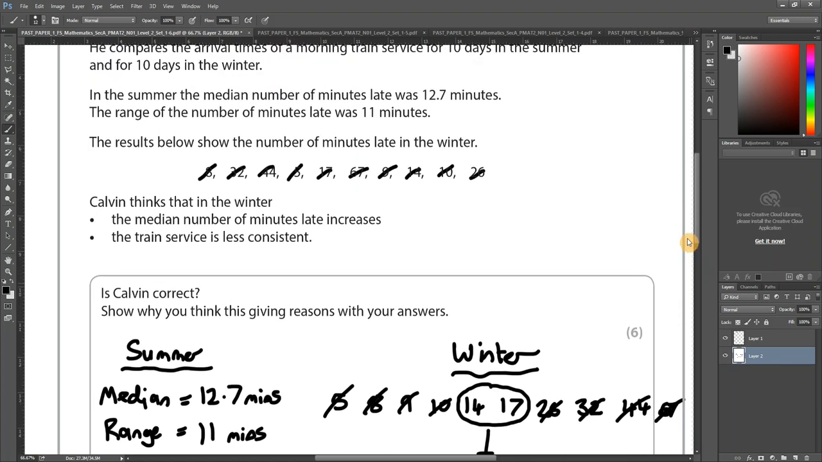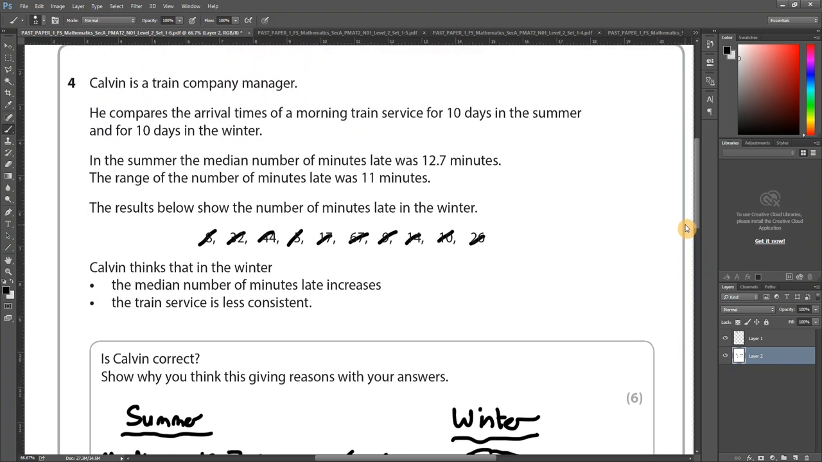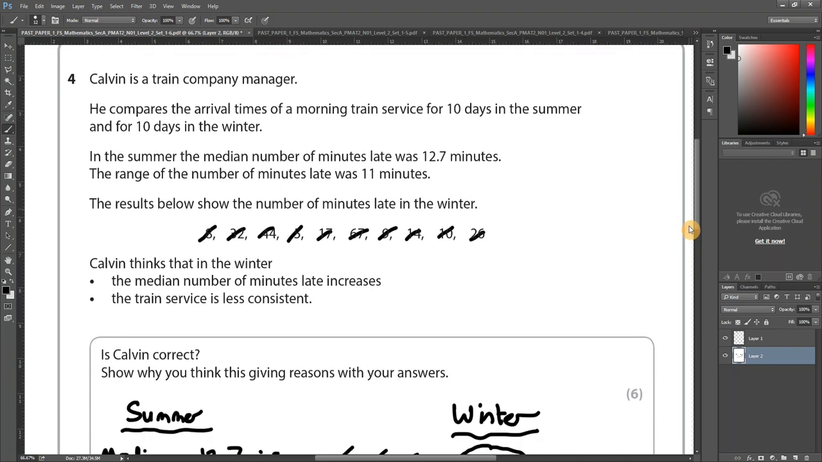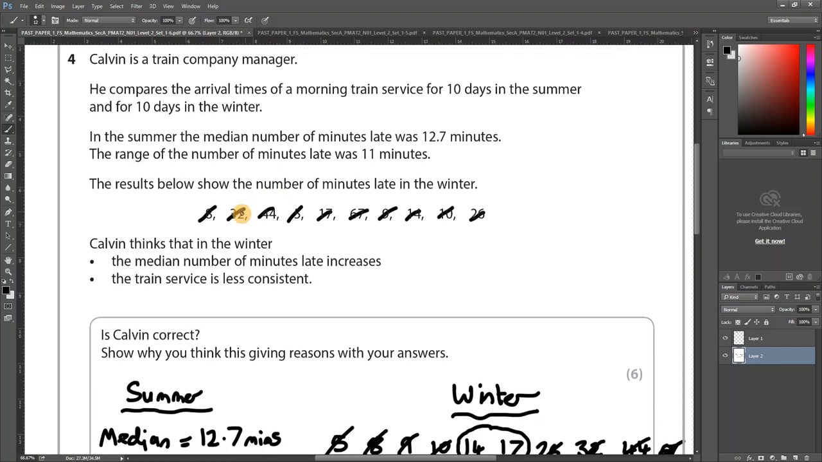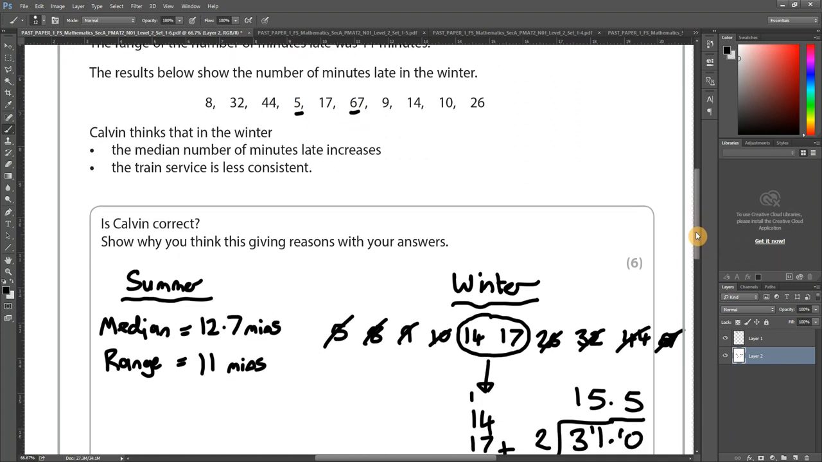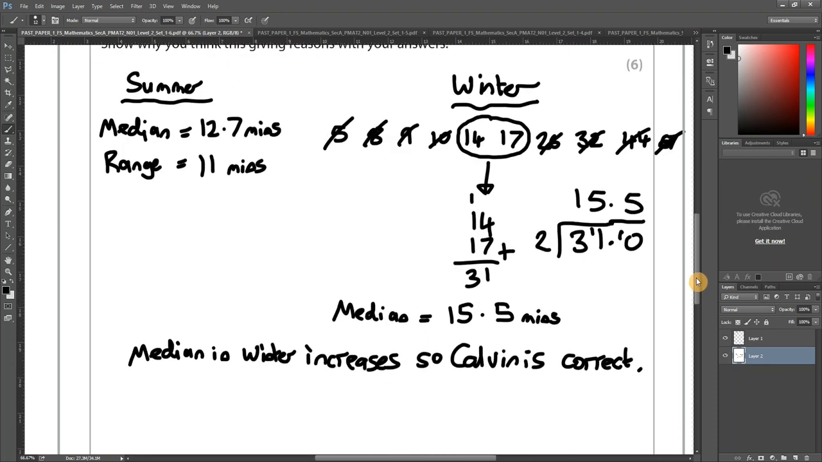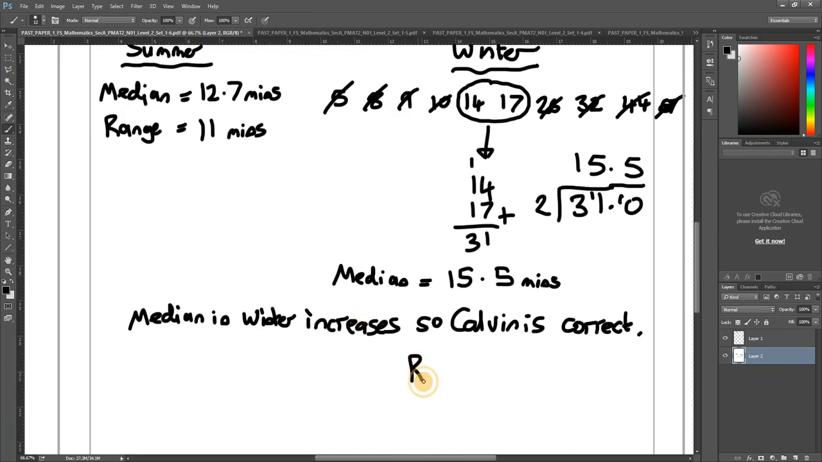And now we have to talk about which one is less consistent and which one is more consistent, and that's to do with the range. So to work out the range, let me just delete these. Right, so there's my numbers again, so I can see them clearly. The biggest one was 67 and the smallest one was 5. So range is biggest take away smallest, so I have to do 67 take away 5, which gives you 62 minutes.